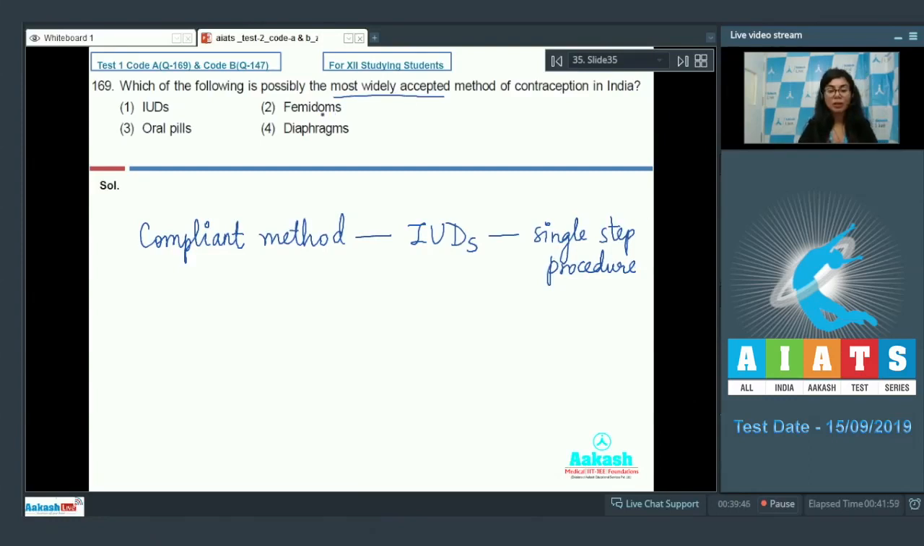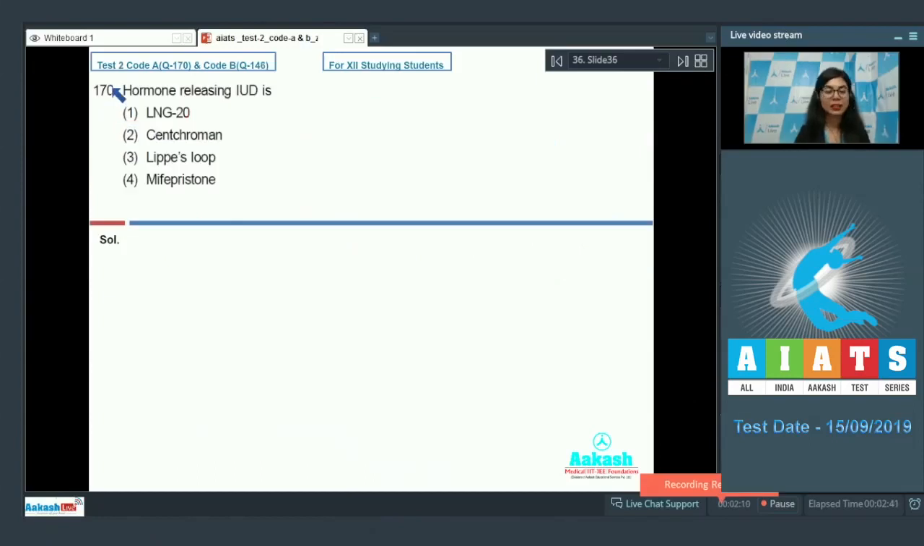The other options are femidoms, which are barrier methods, the female condom. Oral pills need to be taken frequently as per prescription, and diaphragms, again a barrier method, need to be used every single time. So the correct option is IUDs. They're very well accepted. Answer is option 1. Question number 170 reads, hormone releasing IUD is LNG20, Cencroman, lipase loop, mifepristone.